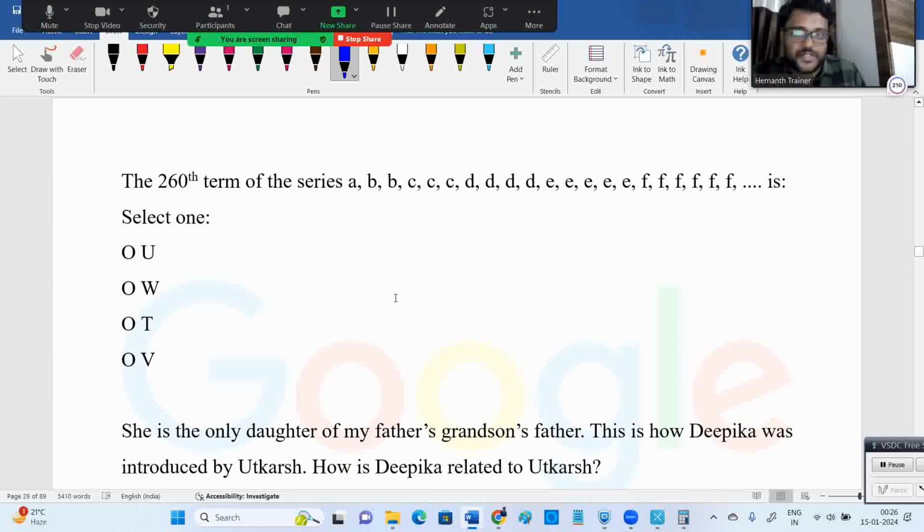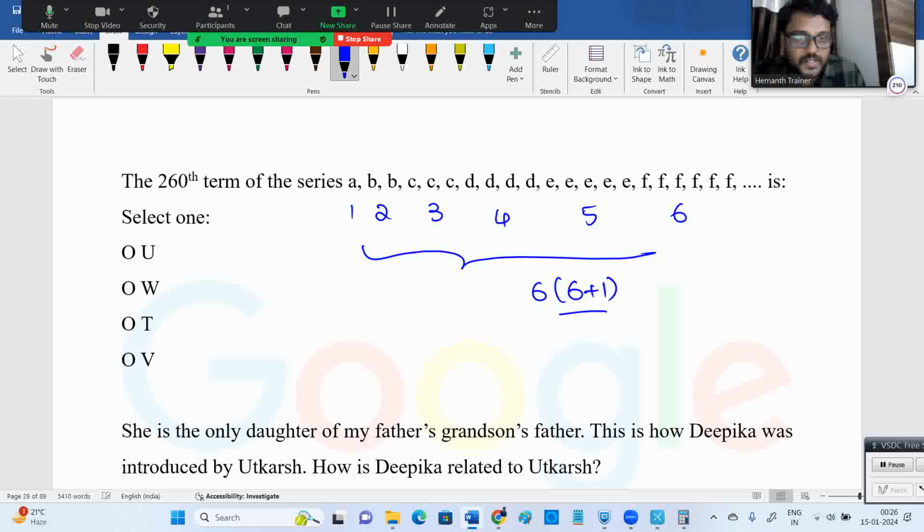This is an excellent question. The 260th term in this series, right? Here one, this is 2 times, this is 3 times, here 4, here 5, here 6. Up to the 6th, F will come. What is the sum here? How many terms completed? 6 into, this is natural numbers, right? So we got 21.